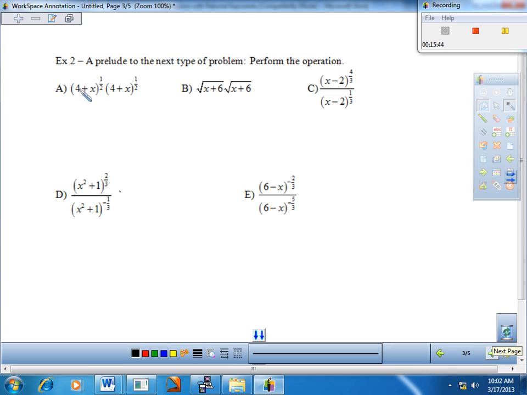4 plus x to the 1/2 times 4 plus x to the 1/2. Multiply powers with the same base. You keep the base, and you add the exponents. 1/2 times 1/2. 1/2 plus 1/2 is 1. And so, guys, just without too much issue, should be 4 plus x.